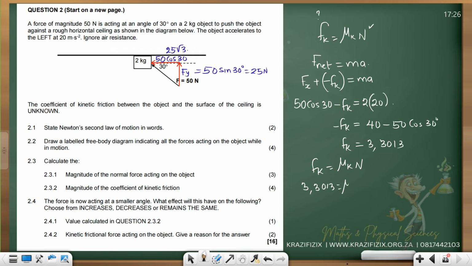3,3013. What did we get for a normal force? 5, something. Force 5,4. All right. Give me an answer. It must be 0, something. 0,61. And remember, no units. Let's put it there. No units. Why no units? It is a ratio of forces.